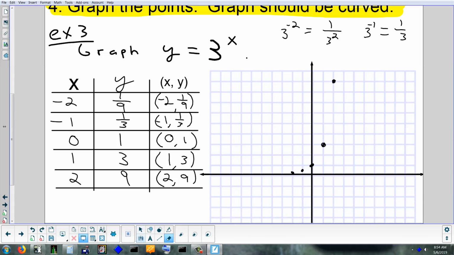All right? Draw your line. Have it stay very close until it gets to here, and then have it curve. Okay, and that's what your graph should look like.